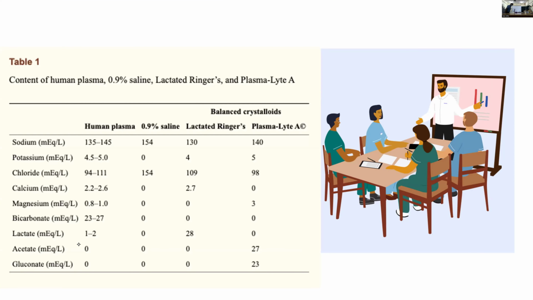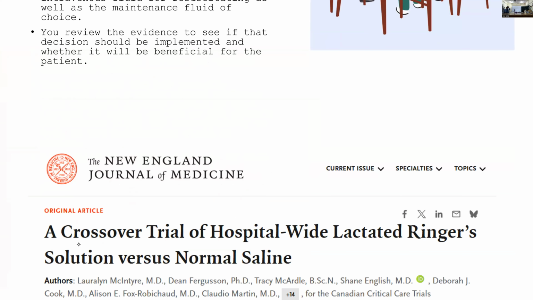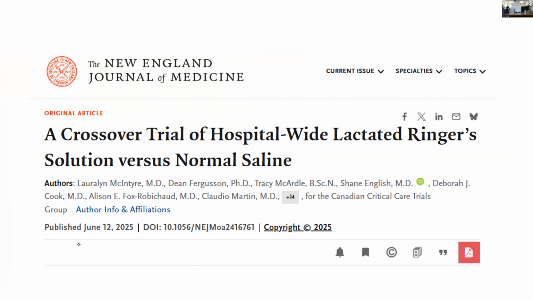So his justification is that Ringer's lactate has chloride of 109 as opposed to normal saline, which has 154 milliequivalents per liter of chloride. So he thinks that giving Ringer's lactate is more physiologically rational and prevents the development of hyperchloremic metabolic acidosis. So you review the evidence to see if that decision should be implemented and whether it will be beneficial for the patient. After reviewing articles, you find this particular study, which has been published in NEJM on June 12, 2025. It's a crossover trial of hospital-wide lactated Ringer solution versus normal saline.